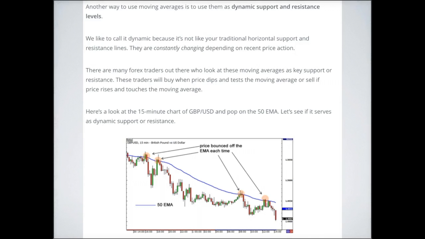So that's how that works. Another use is, like I said earlier, support and resistance. You see how easy that is. It's automatically drawing it on the chart for you. You see how they're bouncing off, and all the candles are below the moving average.